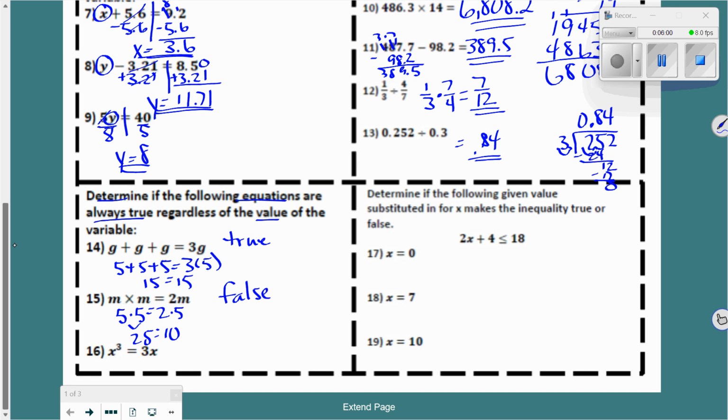But that's one of those that I use 2. Does 2 times 2 equal 2 times 2? Yes, you would have gotten it true. So that's why I don't recommend using a 2. Use something like a 5.